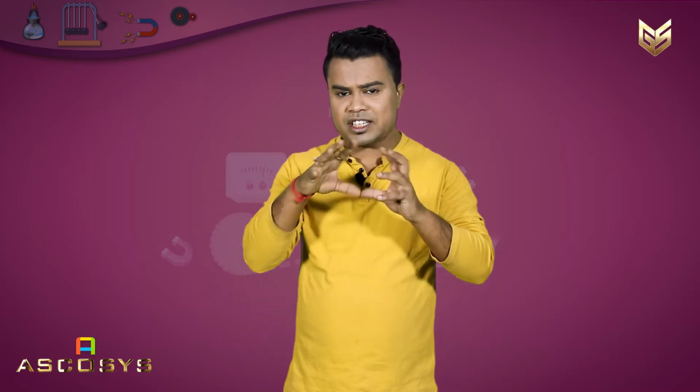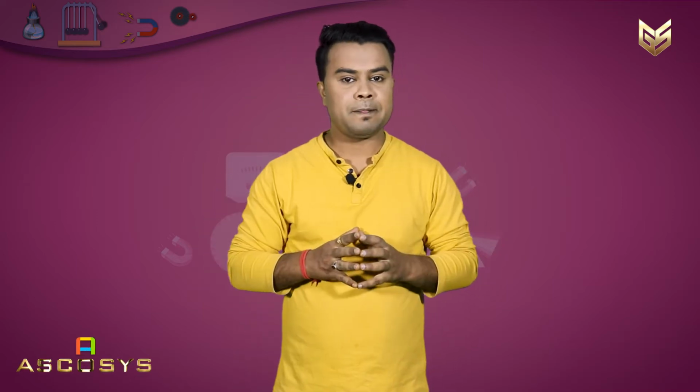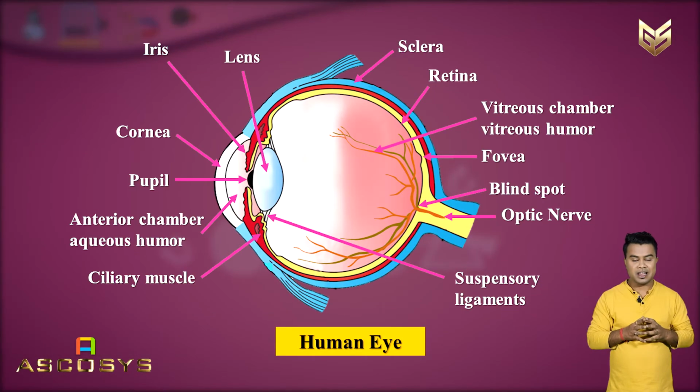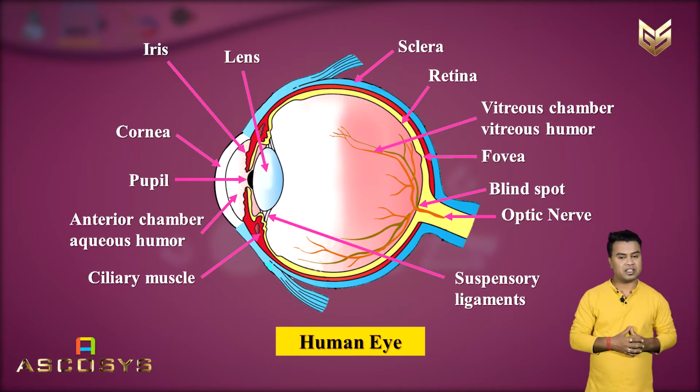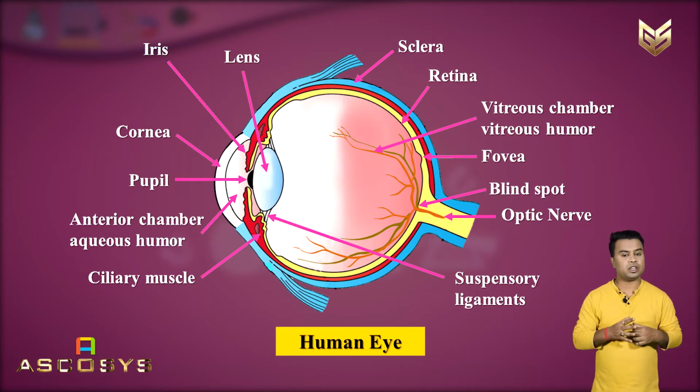So how do these things work? Is it only the lens which works in our eyes? No, there are many parts which work together and help us to see things around us. So what are those things? If you can see the image on the screen, the whole parts of the eye are labeled for you. Now I will tell you one by one what those parts are.